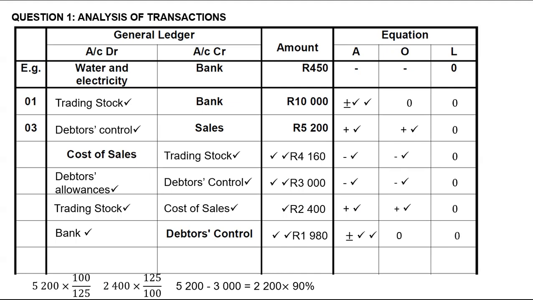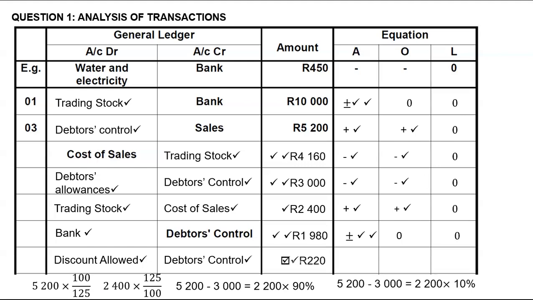It doesn't end there. This guy was owing us 2,200. So the other 220, which is the 10%, was a discount, and that will be an expense. That's why we debit discount allowed, and then we credit debtors control. That is because he's owing us less, writing off the entire amount that he was still owing us, which was 2,200. And for me to get that 220, I took 2,200 times 10%, and that gave me 220.